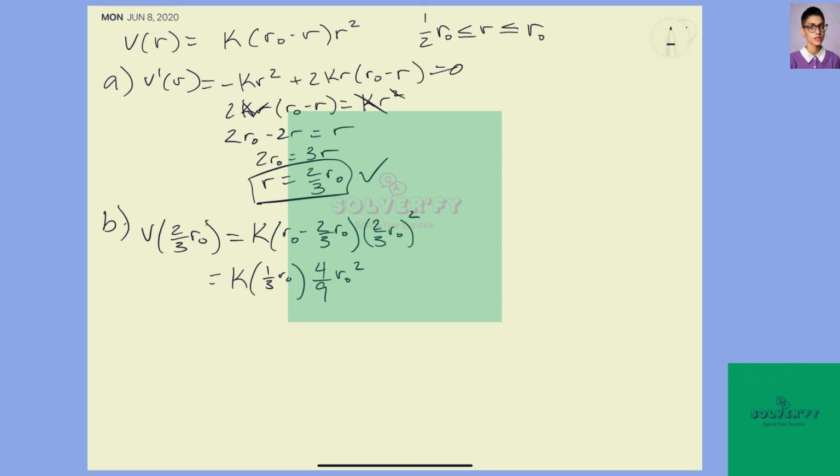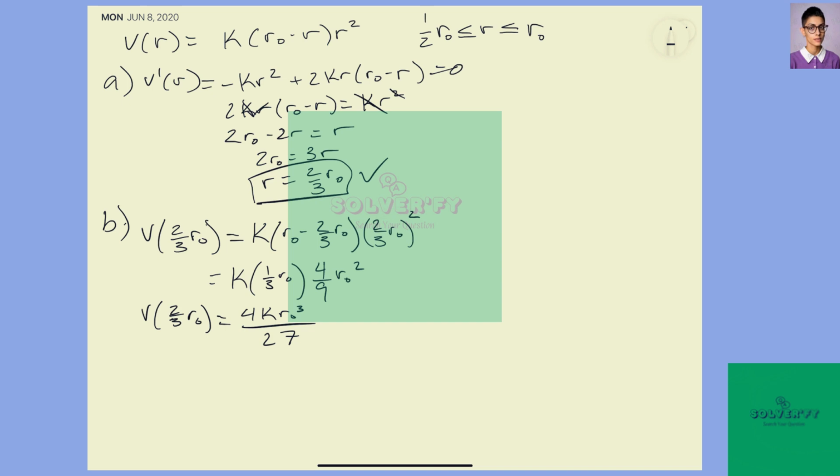Okay, multiplying this out, we're going to get that v of 2/3 r0 is going to be equal to 4k r0 to the third over 27. All right, and yeah, that should be our answer for that velocity v.